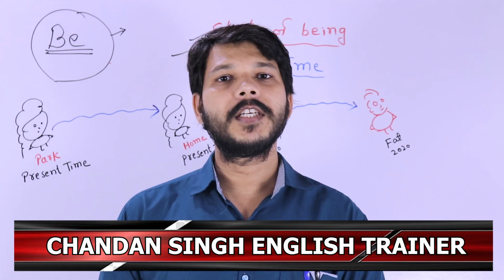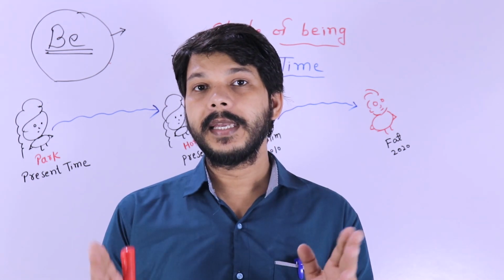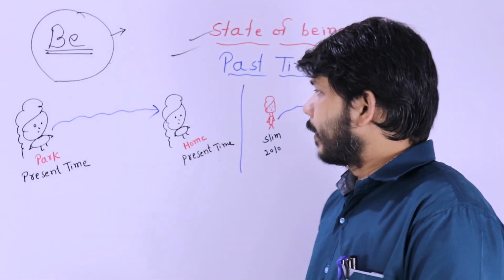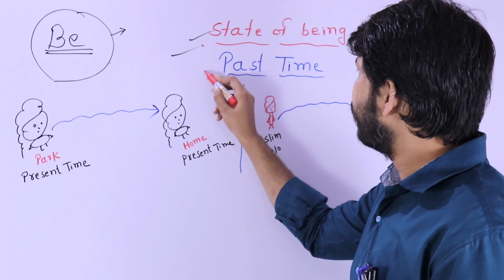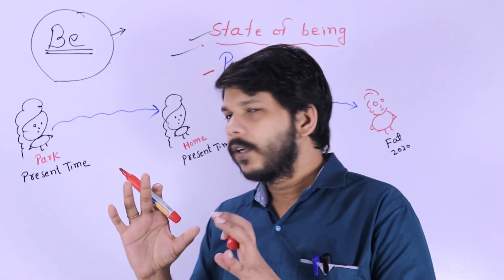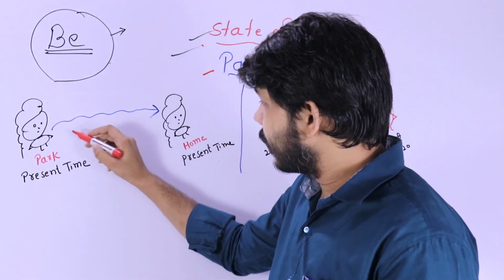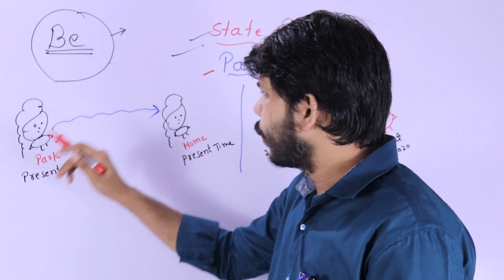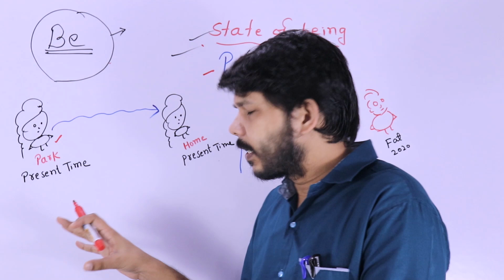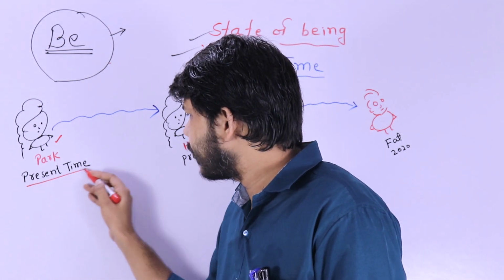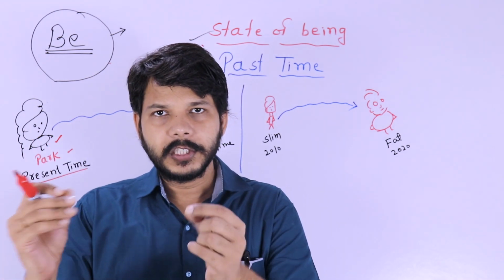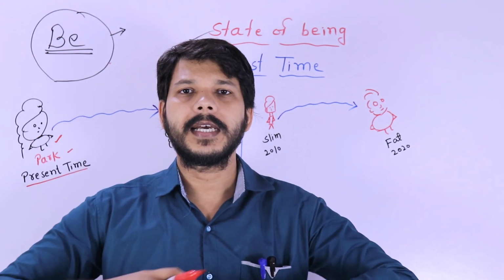So guys, today I will talk about state of being in past time. Let's get started everyone. Guys, state of being past time. First of all, let me tell you guys, look at this picture. This is a girl. Suppose this is a girl. This time, this is the present time and the girl is in the park. There is a girl, she is in the park and it's a present time.